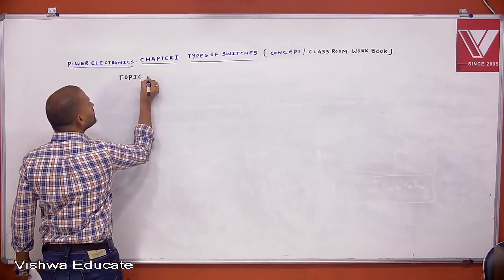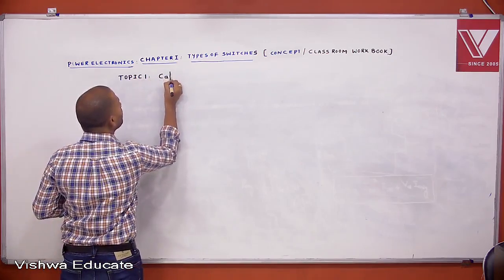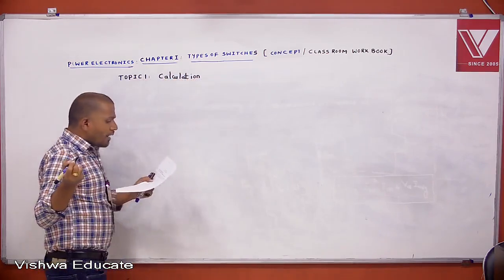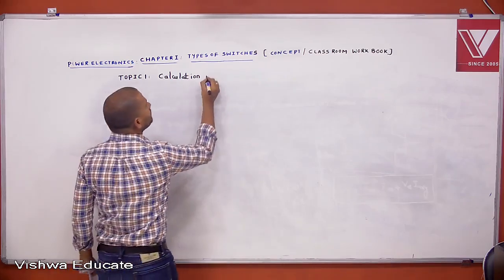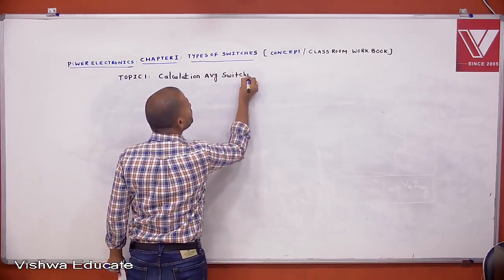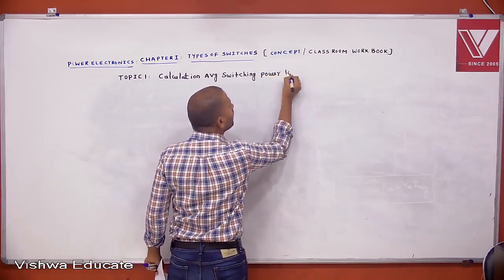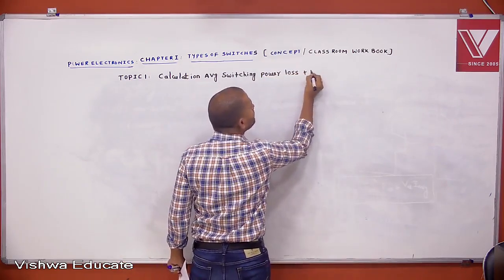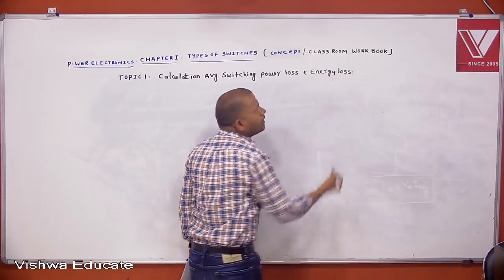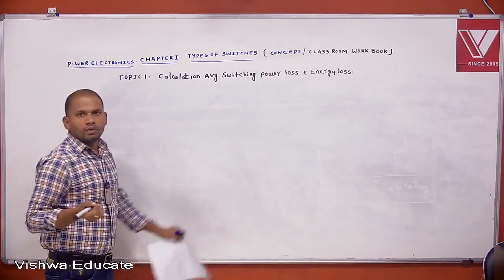This topic 1 is which one? That I given: calculation of average switching power loss and energy loss. Under this topic, we are solving some questions.